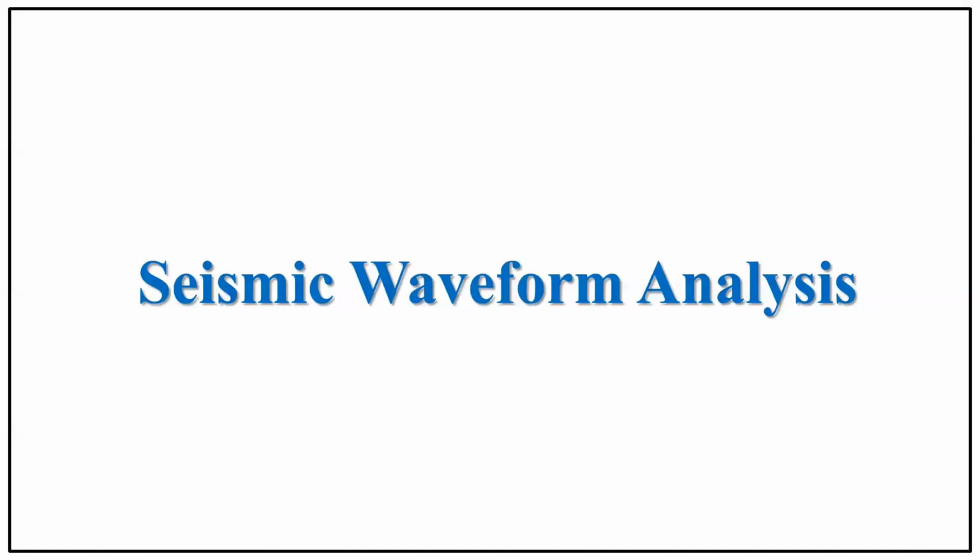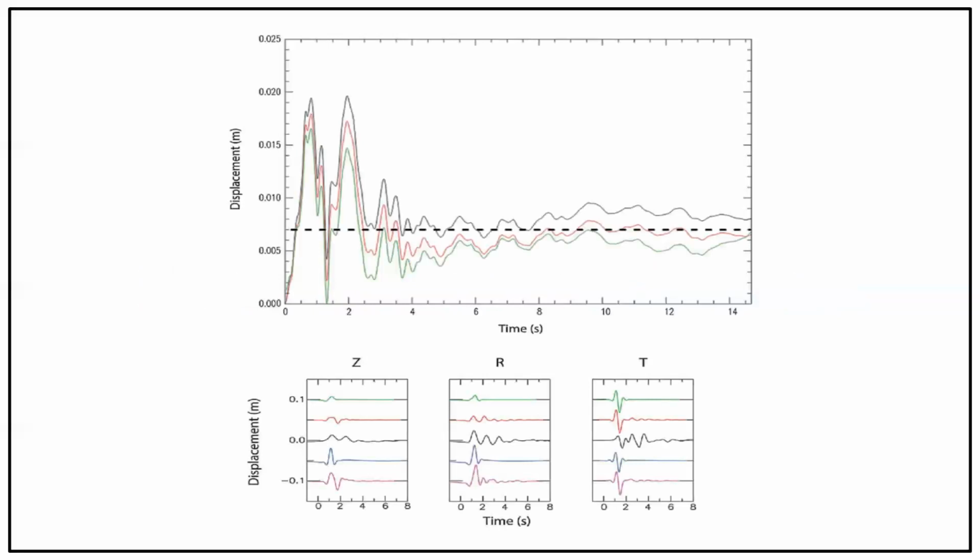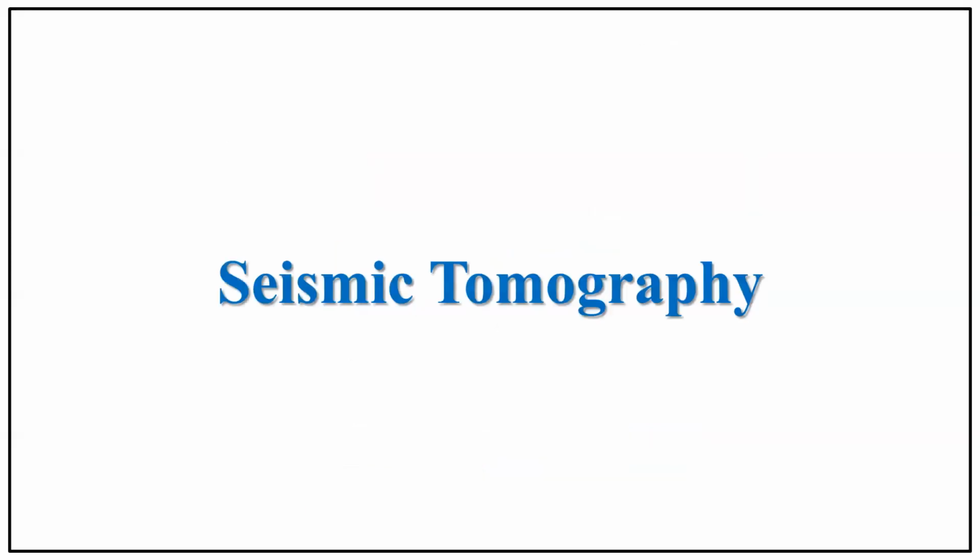Seismic waveform analysis. Seismic waveform analysis focuses on studying the characteristics of recorded ground motion waveforms from earthquakes. This methodology involves analyzing waveforms to determine earthquake source parameters such as focal mechanisms, moment magnitudes, and rupture processes. It provides insight into the geometry, dynamics, and energy release of earthquakes.